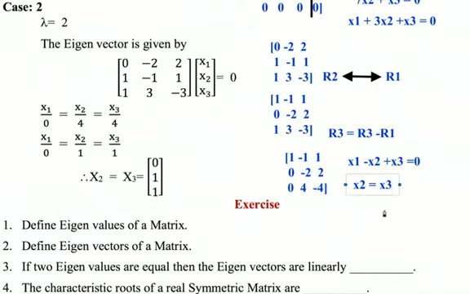Right. Now substitute x2 equals x3, and x1 becomes 0. If you take 1 for x2, x3 becomes 1 and x1 becomes 0. So (0, 1, 1) is the eigenvector. Like I said earlier, you need not take 1. You can take minus 1, 4, 5, 6, whatever value you take for x2, x3 will get the same value, and it forces x1 to be 0.